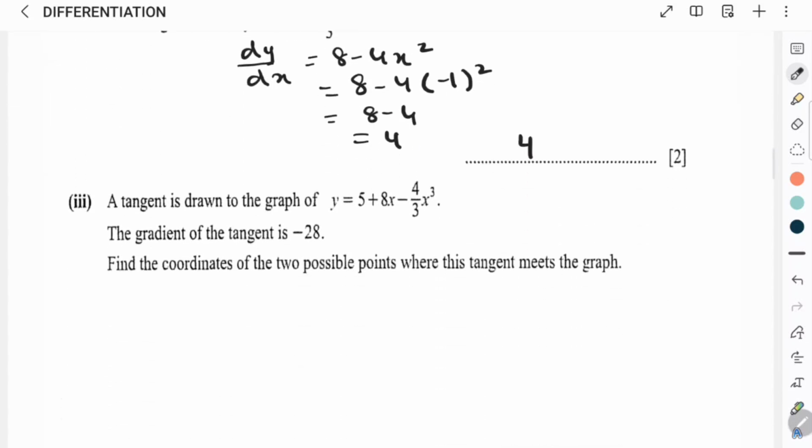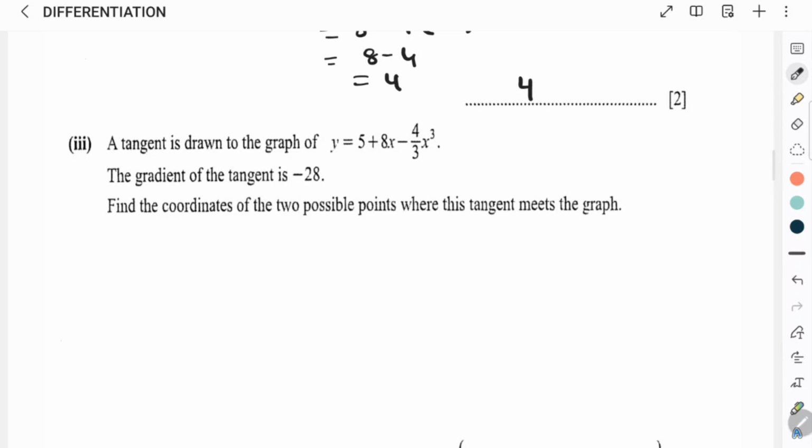That is your answer. The third part of the same question: the tangent is drawn on the graph y equals 5 plus 8x minus 4 over 3x cubed. The gradient of the tangent is minus 28. Find the coordinates of the two possible points where this tangent meets the curve. Okay, so it means you have a cubic equation with a minus sign. So this type of graph you will have.